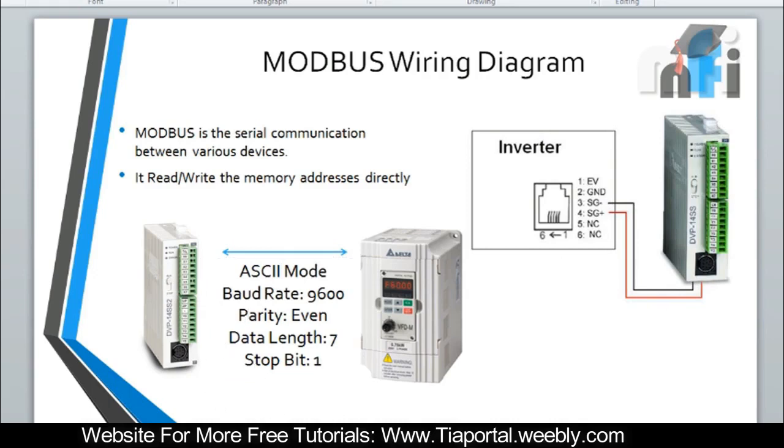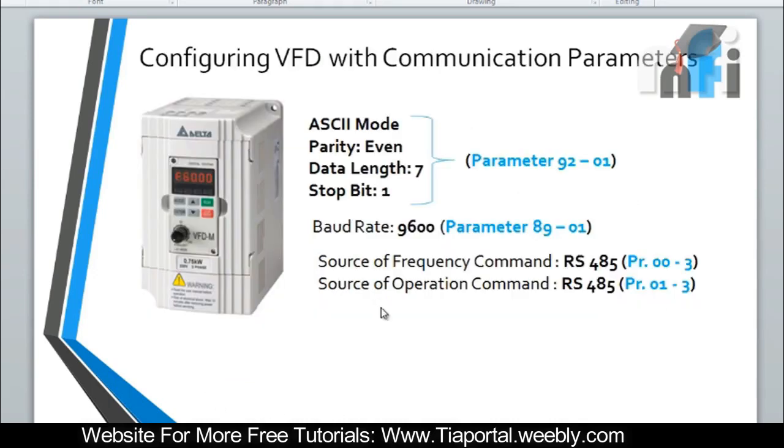Now next is how to set these parameters. In the VFD, we are now configuring it with communication parameters. In the VFD there is parameter number 92, which says that if you set 0, 1 in parameter 92, it will make this drive work in Modbus mode. It will set parity even, data length 7, stop bit 1. That setting depends on different drives. In some Allen Bradley or Siemens drives there will be different parameters, but that surely exists there.